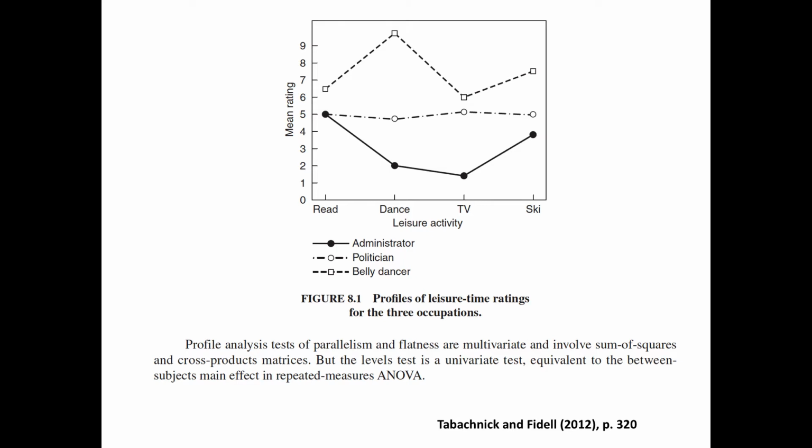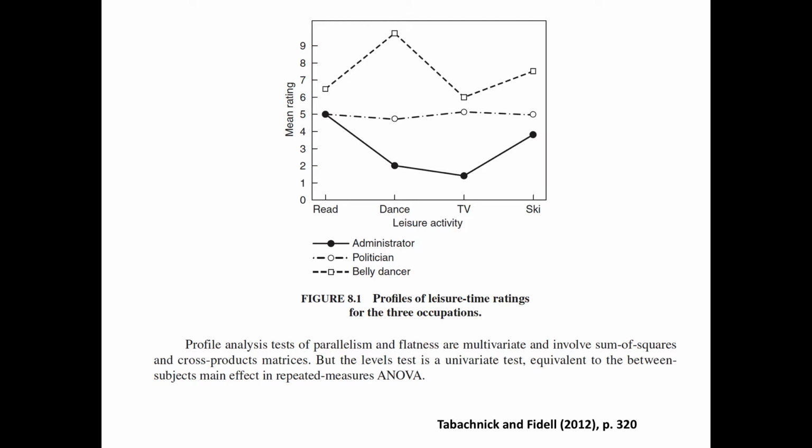So in the book example, I replaced administrators and politicians with depressed and non-depressed, and then I eliminated the belly dancer category. So our example is the same as the book, Tabachnik and Fidell, page 320, but simplified here. This is our profile analysis graph, and we will get a simplified version, or I guess a subset of this, in a minute in SPSS.